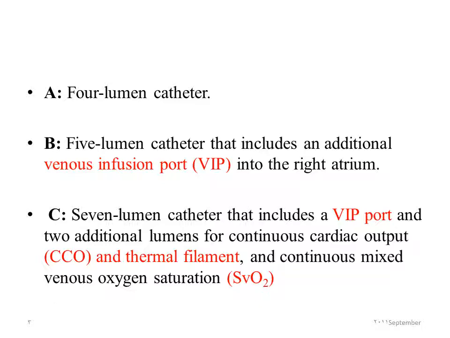An additional one could be used to provide a venous infusion port, meaning an entry to give IV fluid in the right atrium. And the third type is the 7 lumen catheter that includes the venous infusion port, an entry for IV fluid, and 2 additional lumens, for what? For continuous cardiac output and thermal filament monitoring and continuous mixed venous oxygen saturation.